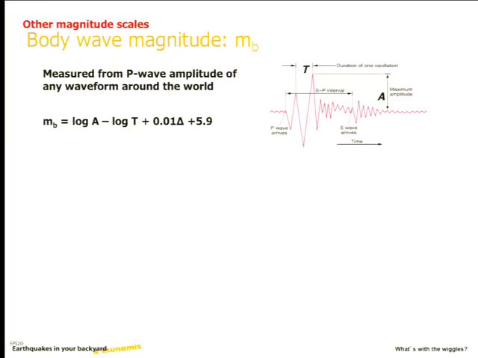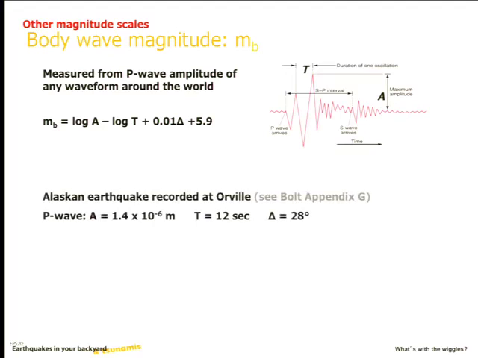Okay? You don't need to worry about these details. They all use the amplitude, and the difference is that the body wave magnitude is using the amplitude of the P-wave at teleseismic distances. So at the back of your textbook is an example of estimating magnitude in various ways for an earthquake recorded at Orville. This is Appendix G of your textbook, so I'm just going to use that as an example.